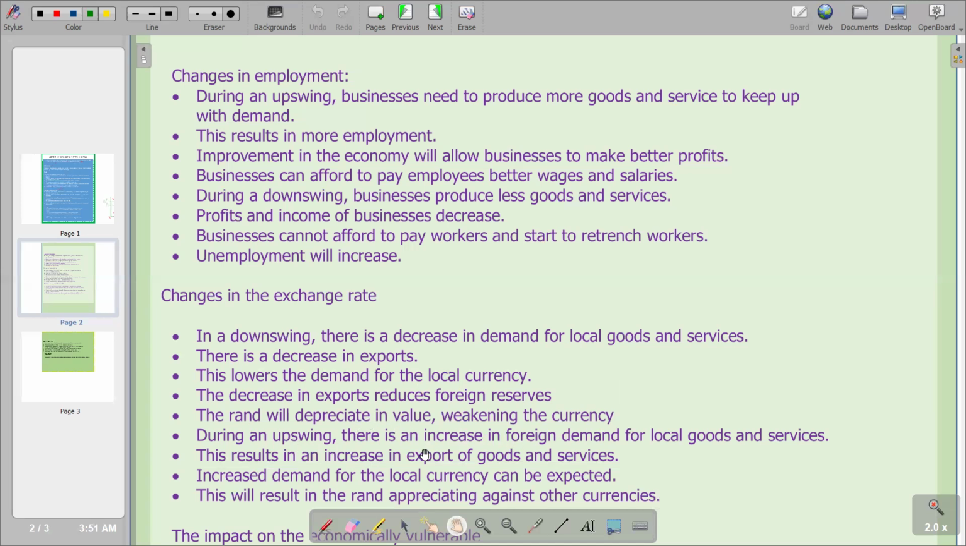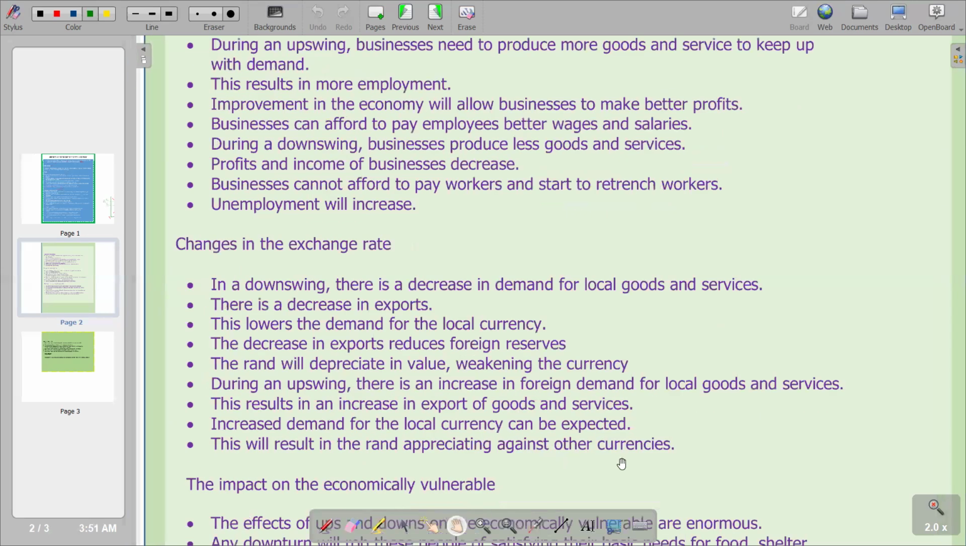During an upswing now, there is an increase in foreign demand for local goods and services. This results in an increase in exports of goods and services. Increase in demand for the local currency can be expected. This will result in the rand appreciating against other currencies. So how the rand appreciates can also be explained within the context of a graphical representation of the forces of demand and supply.